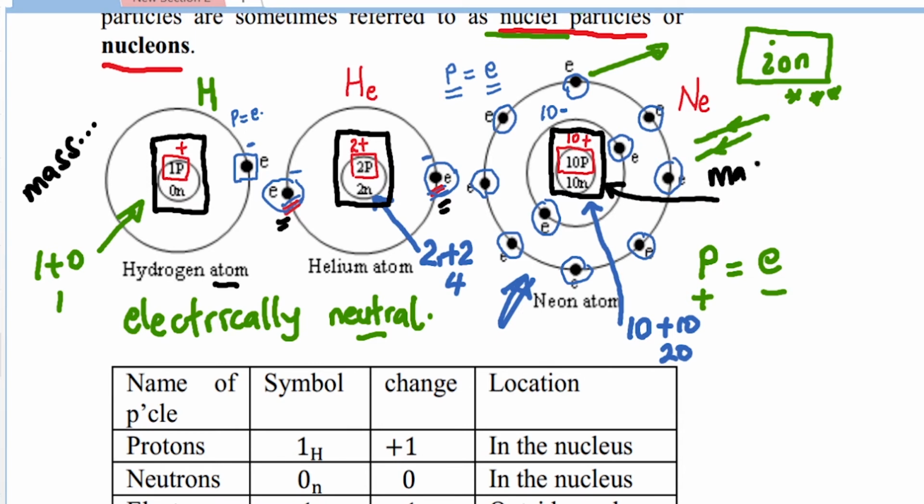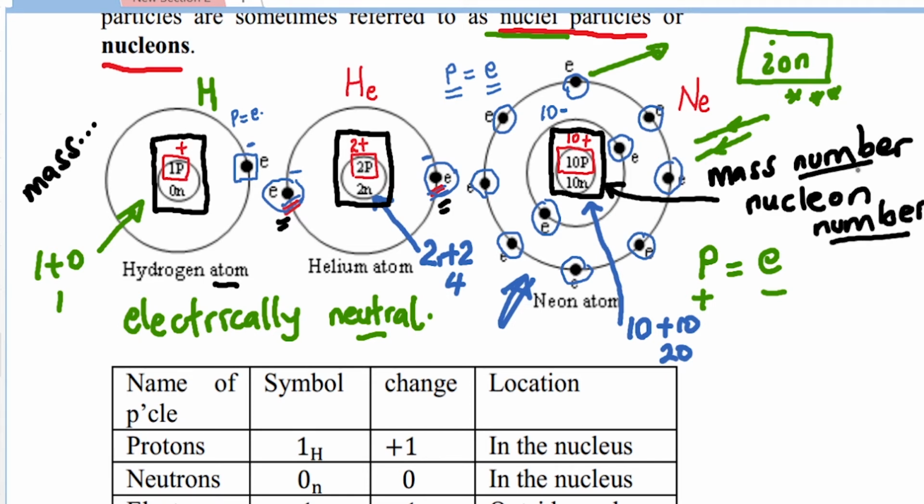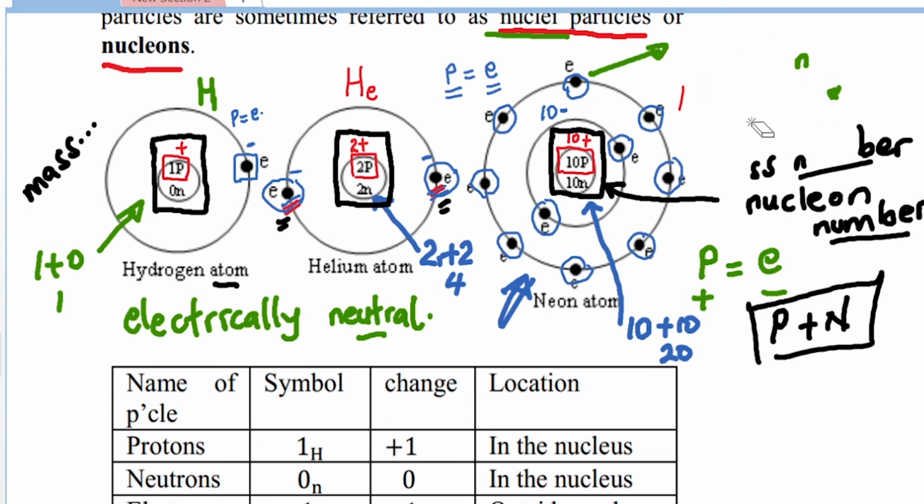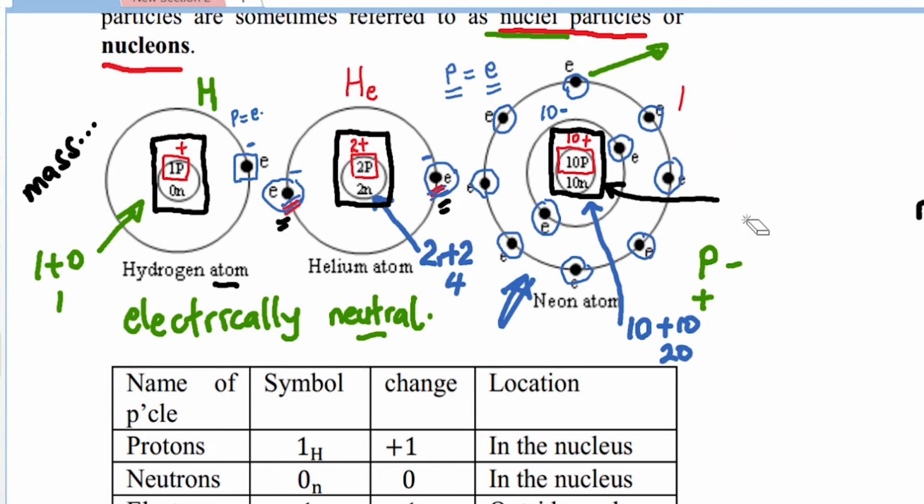So mass number and nucleon number, it's the same thing. To get those two numbers, we are simply going to add up the number of protons plus the number of neutrons. As simple as that. So there are two major things that I want you to take note of before we continue with the notes.